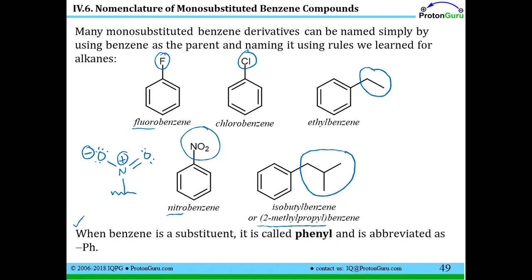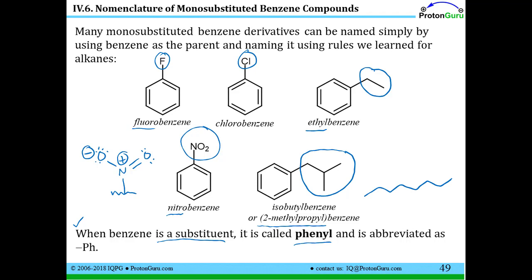Now when benzene is not the parent chain and instead is considered as a substituent, we call it a phenyl substituent. If we have a methyl group, it's methane named as a substituent. If we have an ethane, but it's a substituent, we call it ethyl. So phenyl is what you would call benzene. And when would we see that?